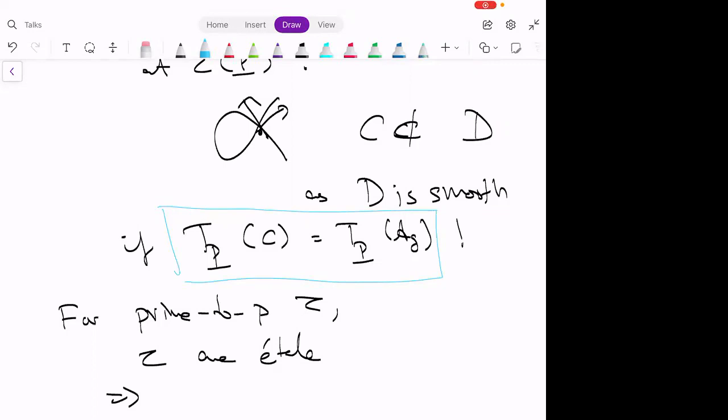Yeah, but if it's highly singular, doesn't it cut down the tangent space? No, the tangent space goes up. It goes up. Yes, that's right. Okay. Sorry. Absolutely. I see. Yeah. Okay.